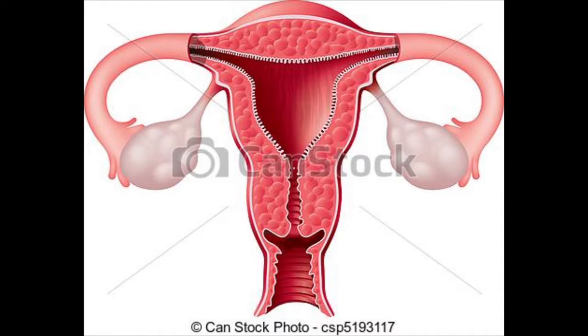The uterus is divided into the body, the upper portion containing the uterine fundus, and the cervix, the lower portion projected into the vagina. The uterine wall is composed of the endometrium, the mucous lining of the uterus; the myometrium, the smooth muscular layer; and the perimetrium, a serous layer of the visceral peritoneum.